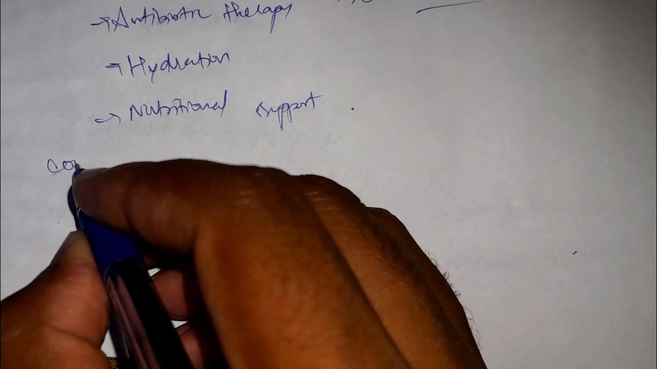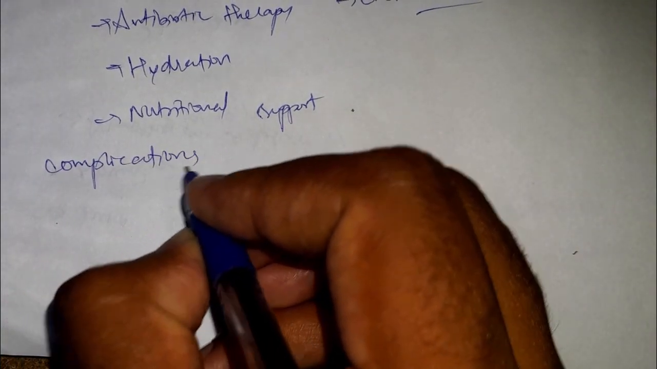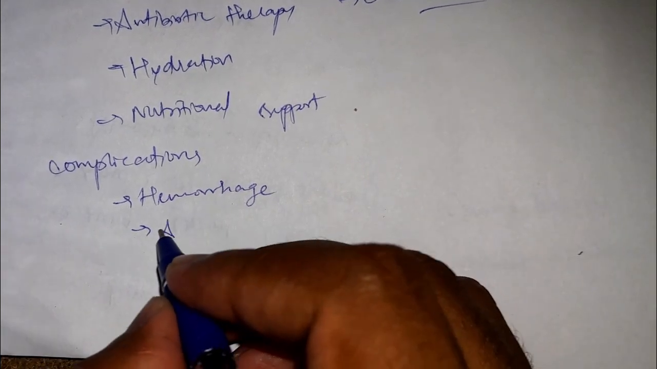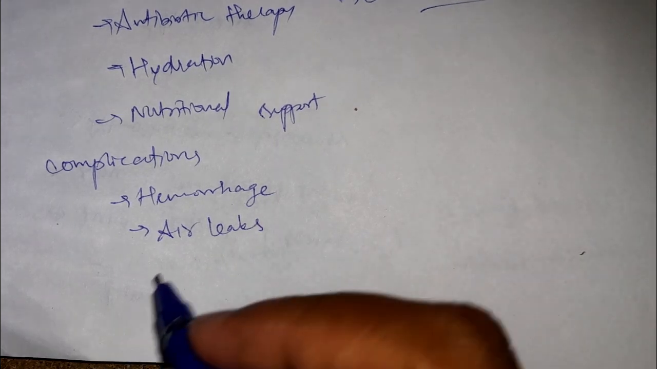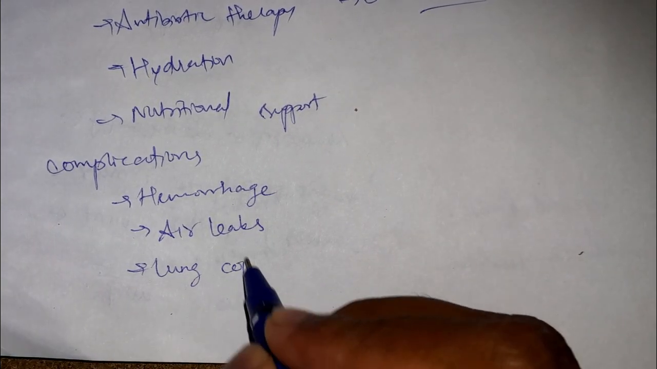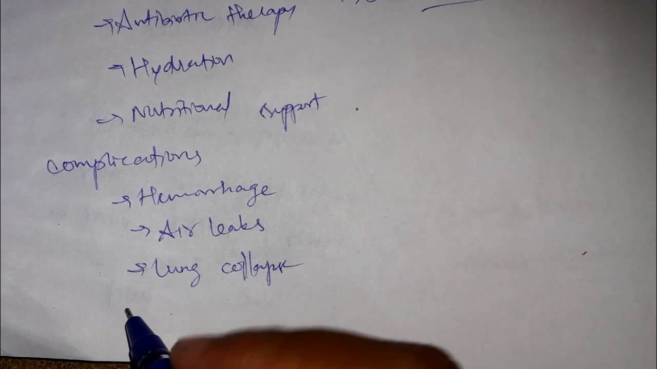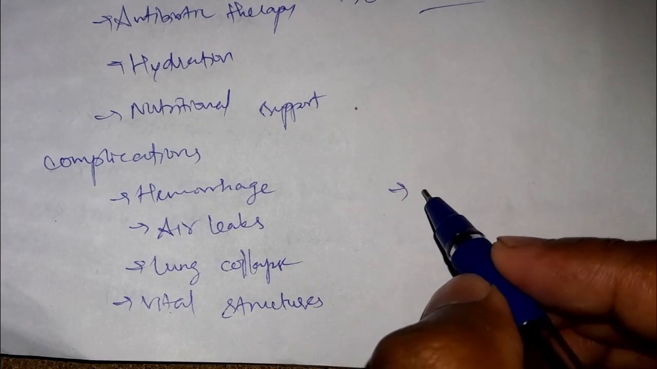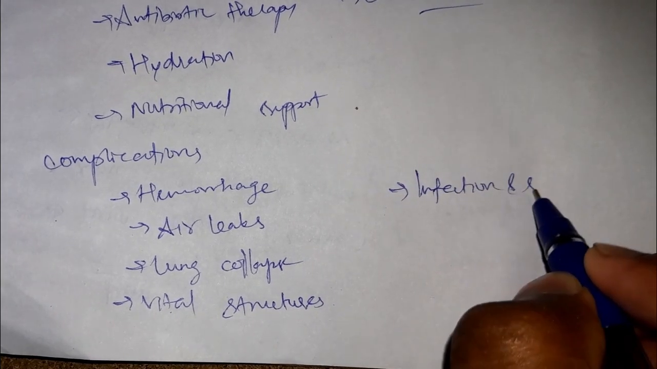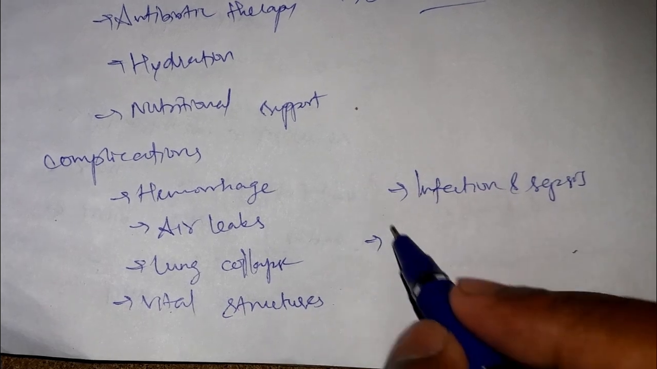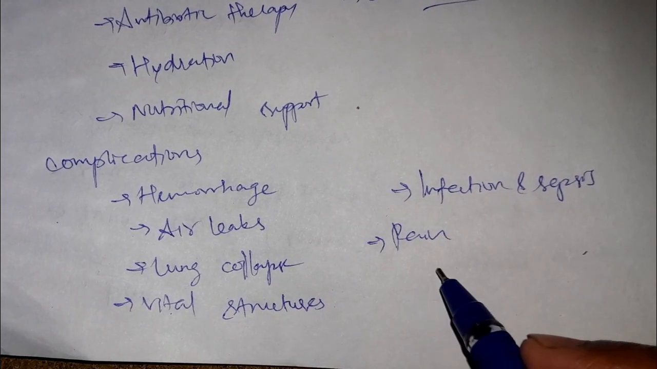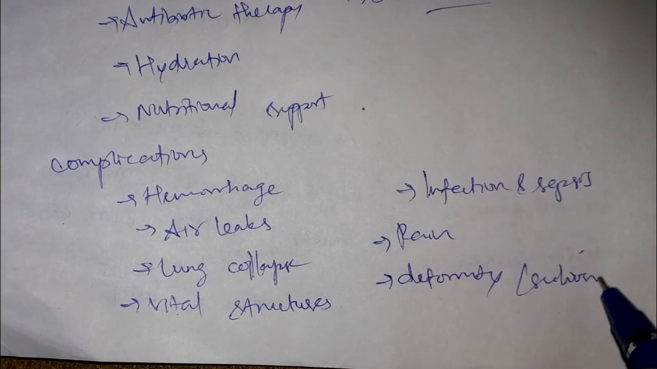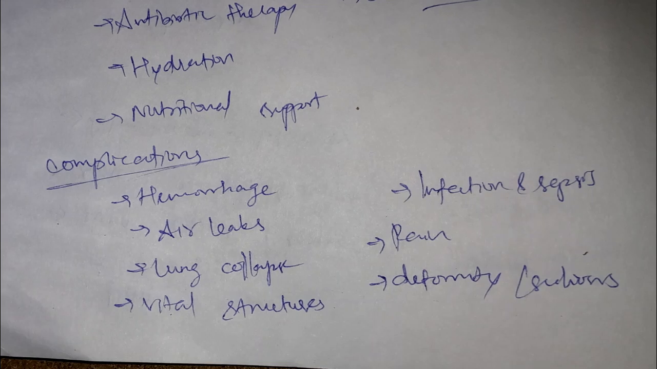Let's discuss the complications. First, hemorrhage, there may be a chance of bleeding, and air leak may happen. Then lung collapse may happen, and injury to vital structures such as the heart and kidney may happen. Infection and sepsis may happen, severe pain may happen, and chest wall deformity or scoliosis may happen. So these complications may occur in the person.